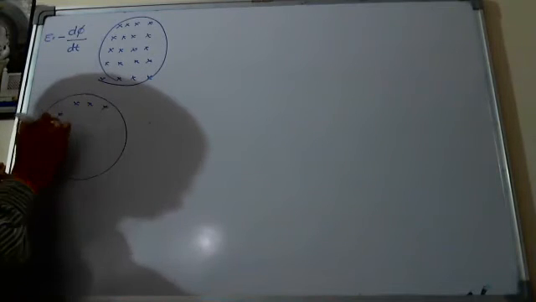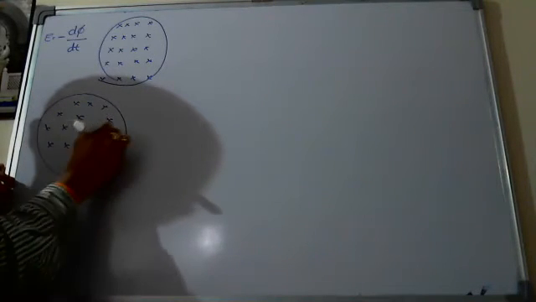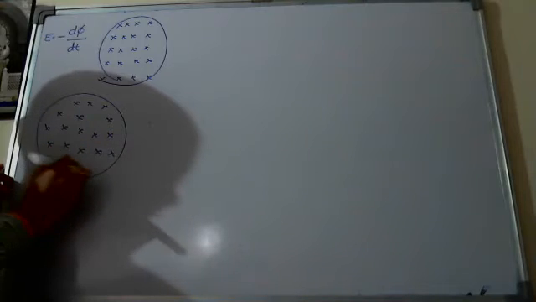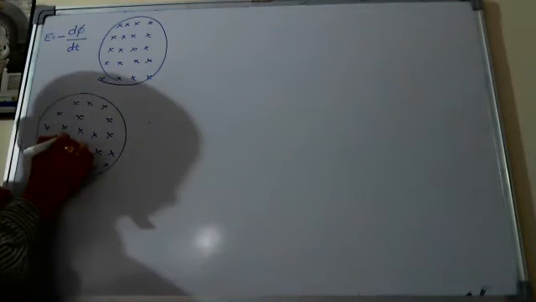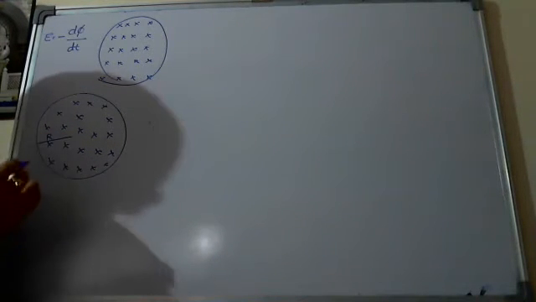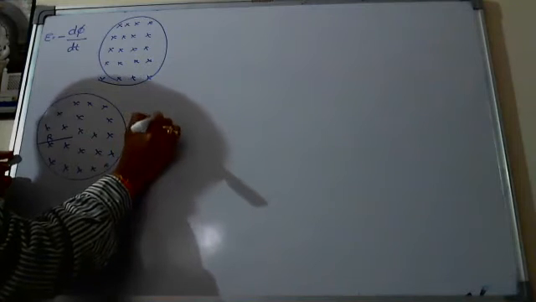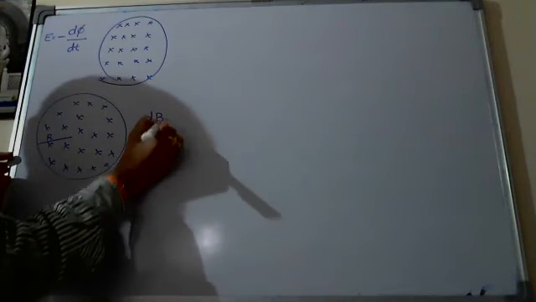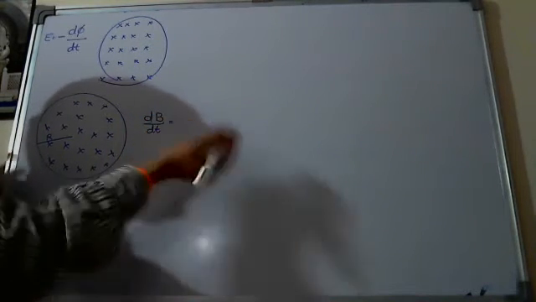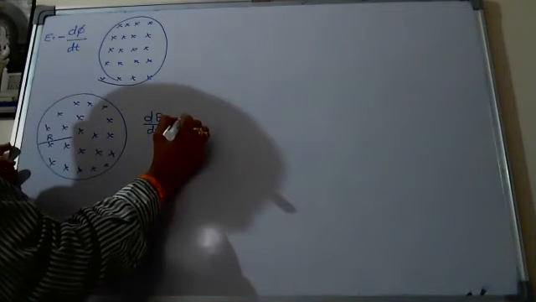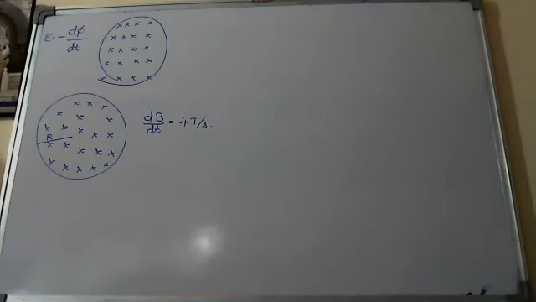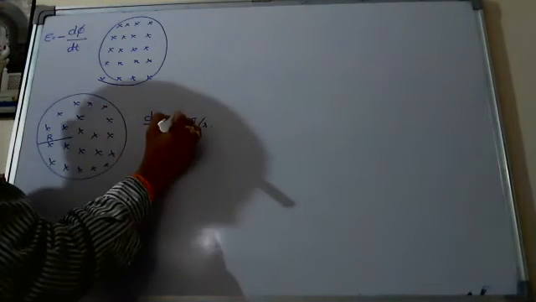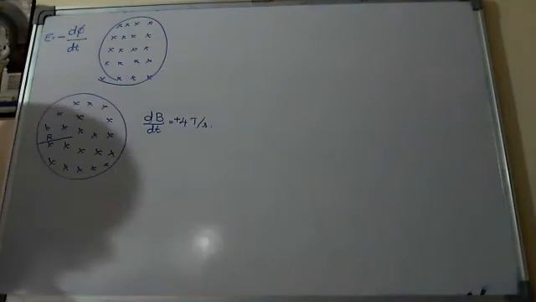Here, suppose there is some magnetic field. I am putting it into the board, so you can understand the magnetic field is applied into the board. Its radius is r. The magnetic field is changing, meaning B is changing at a rate dB/dt equal to some value, say 4 Tesla per second. That is dB/dt, and it is plus 4 Tesla per second.